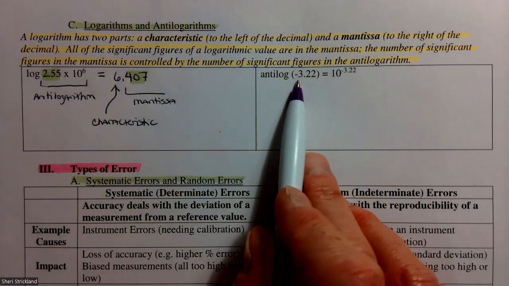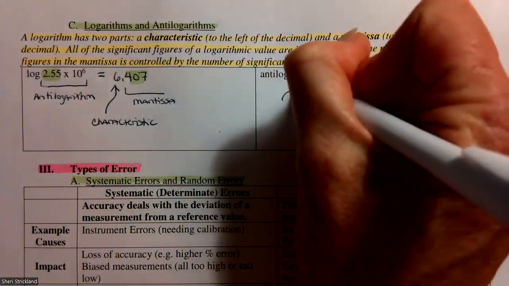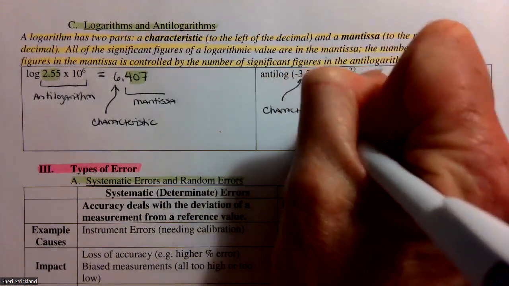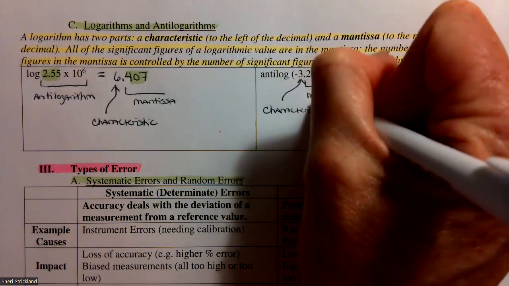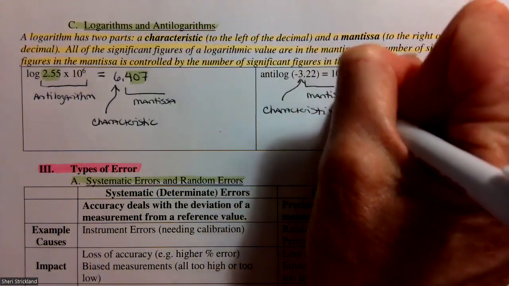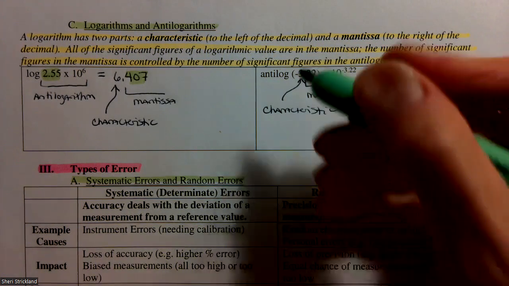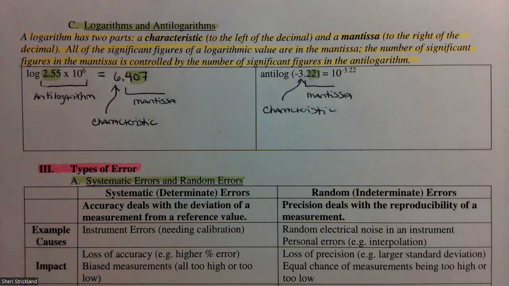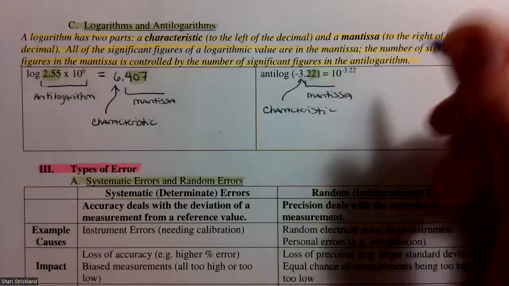All right, so if you go the other way, if you want to do the anti-log of this number, this is the logarithmic value. This is the characteristic. And this right here is the mantissa. So since there are 2 digits in the mantissa, that tells me that I can keep 2 digits, 2 significant figures, in my calculated value here.